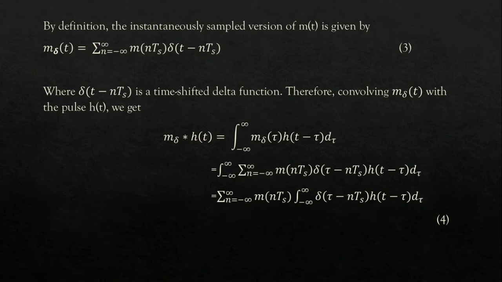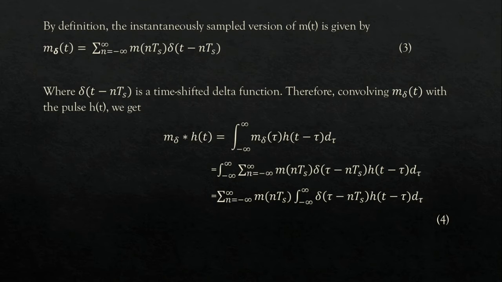By definition, the instantaneously sampled version of m(t) is given by m delta of t equal to sigma n equal to minus infinity to infinity m(nTs) delta(t minus nTs). Let's take this equation as equation number 3, where delta(t minus nTs) is a time shifted delta function.